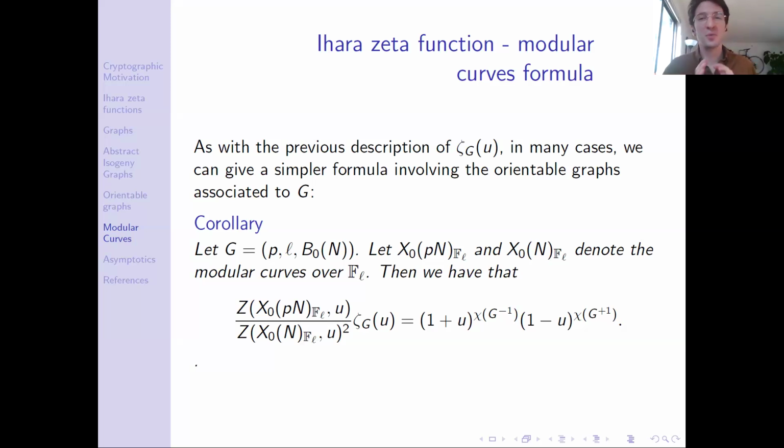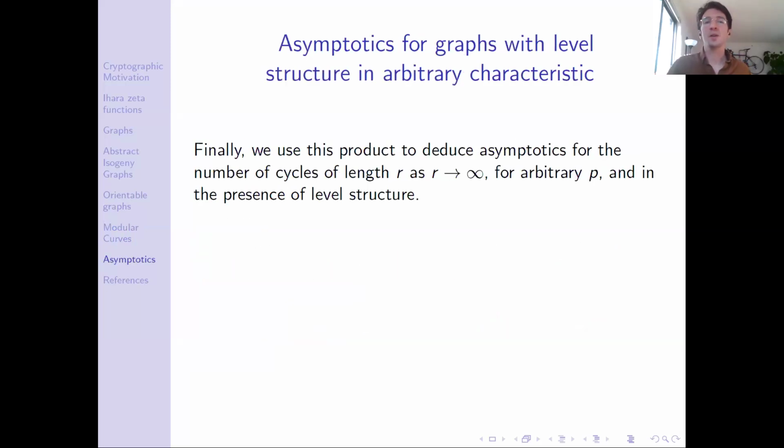Okay, so we've covered a lot of things, but we have this combinatorial formula, which tells us that we can get ideally explicit counts for the constants that show up there. And then we have this product formula that relates our zeta function for our graph to zeta functions of modular curves. And what we want to do with these is study asymptotics of the things involved, because that's what you do with zeta functions. So what we're going to do is use these to deduce results about the number of cycles of length r as r goes to infinity.